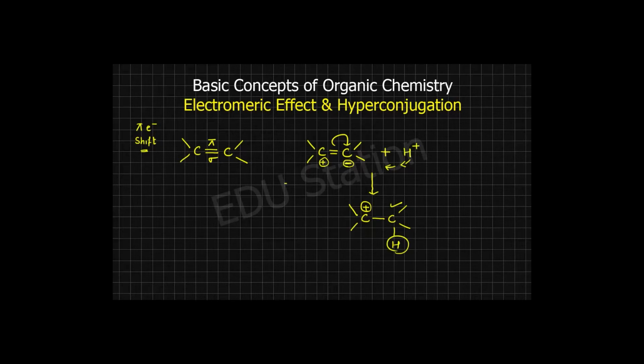This is a temporary effect because if I remove this H plus from the medium, again carbon will form a double bond. So, this is not the permanent effect, it only happens in presence of a reagent. If the attacking reagent gets attached to that carbon which is getting the electrons, then we call it plus E effect. Or the easier way to memorize this: if you have a positive charge, then you call it a plus E effect.